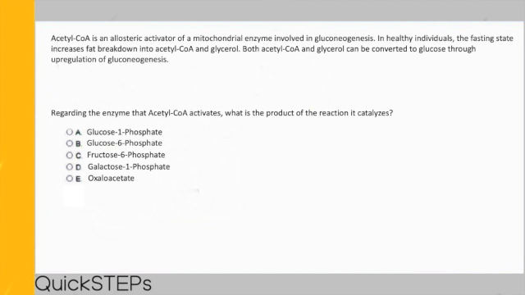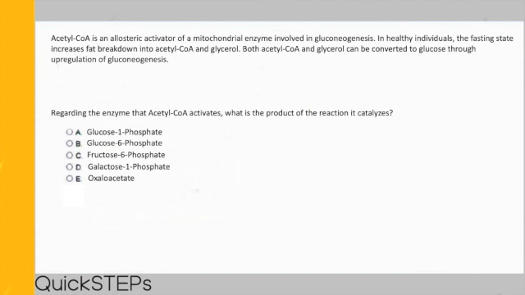A, glucose 1-phosphate. B, glucose 6-phosphate. C, fructose 6-phosphate. D, galactose 1-phosphate. Or E, oxaloacetate. So no surprise here, this is just more regurgitation of fact. You should know, just from normal biochemistry, that acetyl-CoA is an activator of gluconeogenesis. If you didn't know that, it tells you in the question anyway. I just wanted to get the concept across.